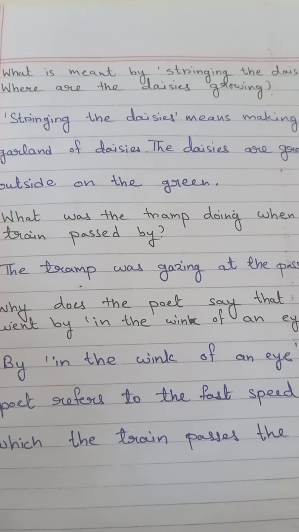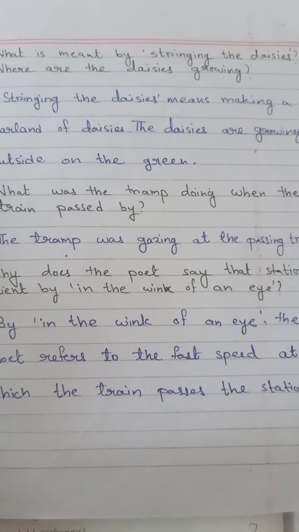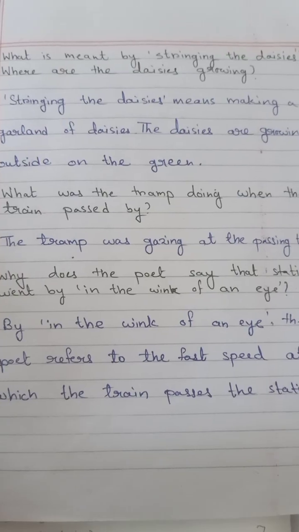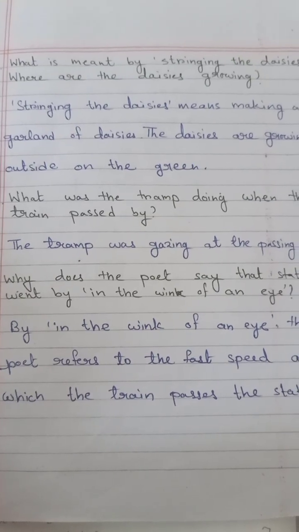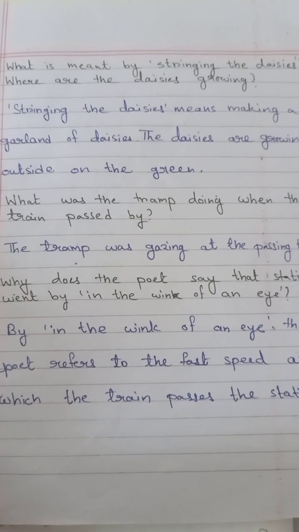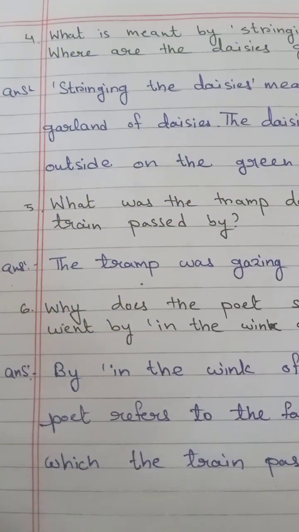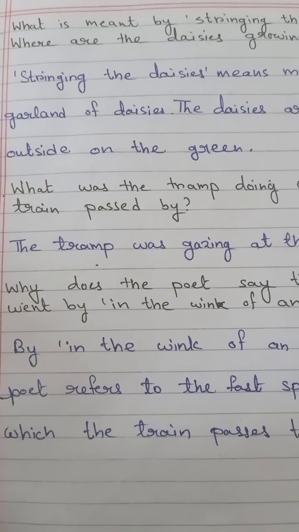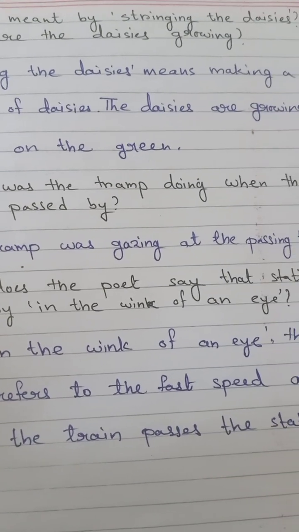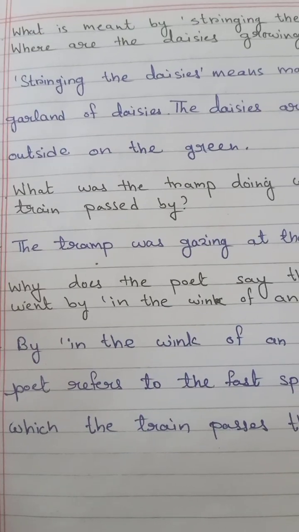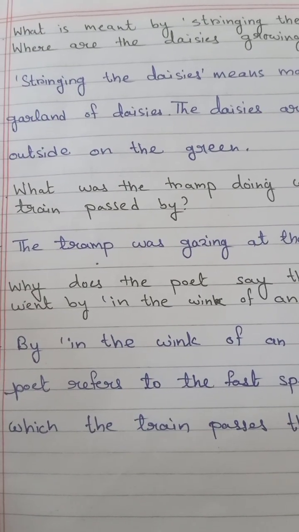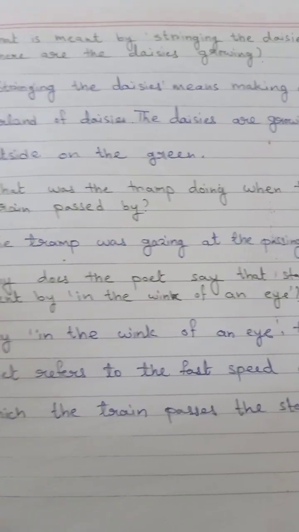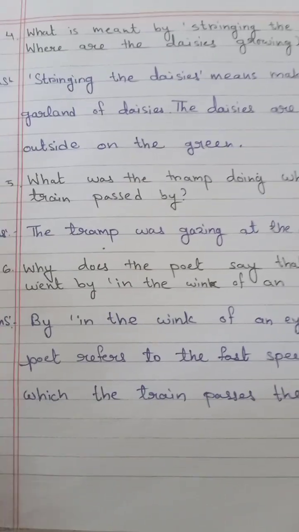Next question. What is meant by stringing the daisies? Where are the daisies growing? Answer. Stringing the daisies means making a garland of daisies. The daisies are growing outside on the green.